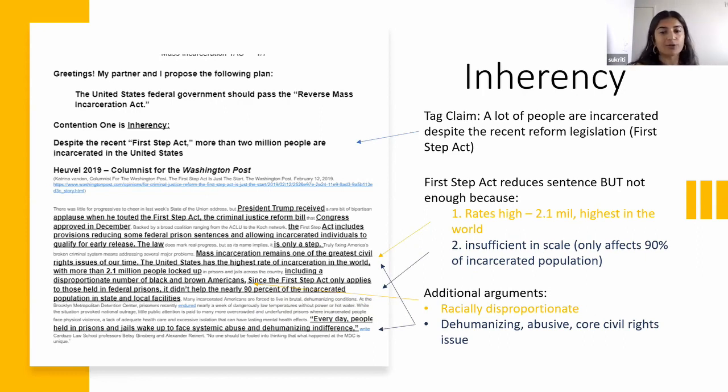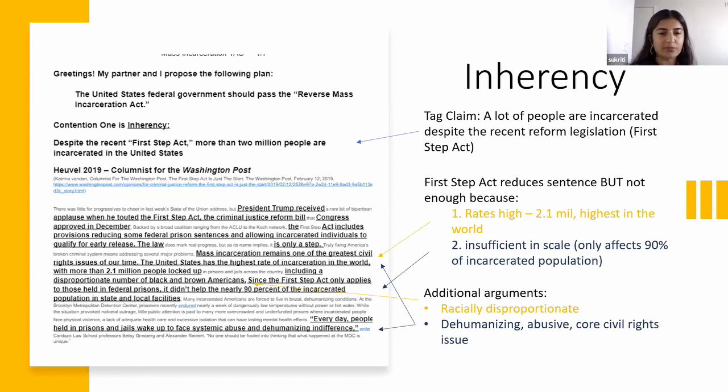First is that the rates are really high, and that the First Step Act is not wide enough because it only affects federal prison, which is like 10% of the prison population, and 90% are state and local facilities. So that's a big problem with the First Step Act. And it also makes some additional arguments. A lot of times cards make some small additional arguments that you can actually use later in the debate, even if it's not directly falling under the tag.